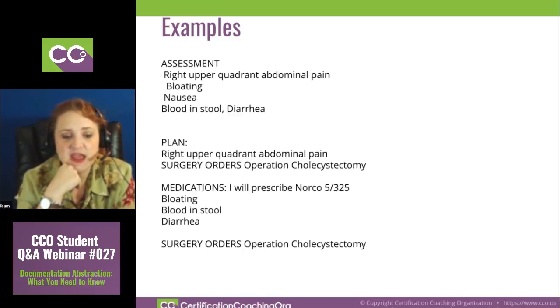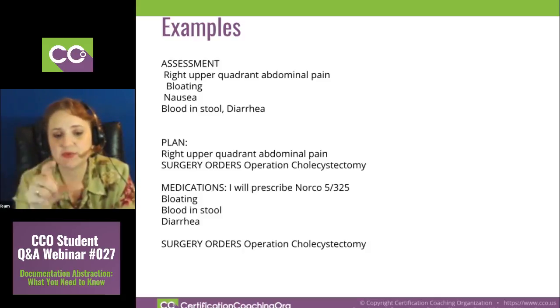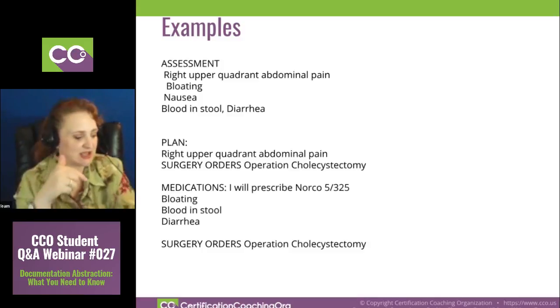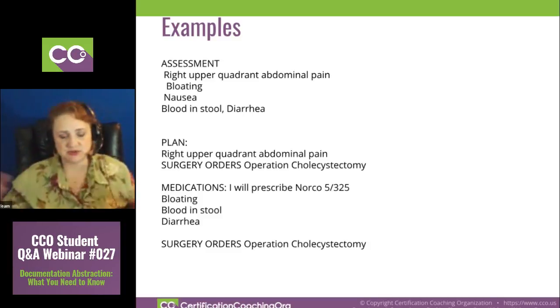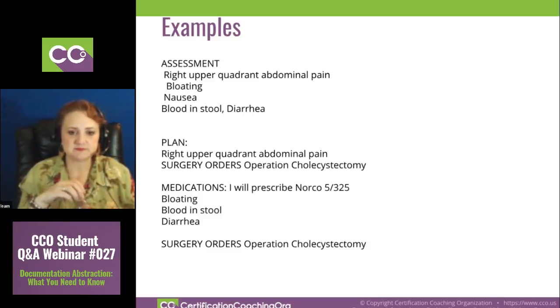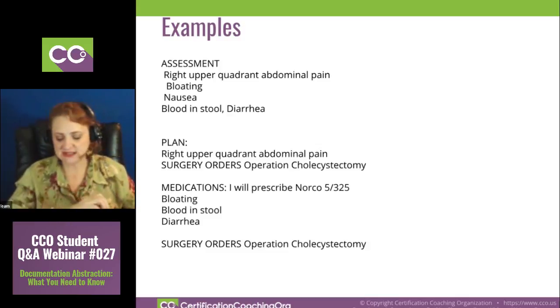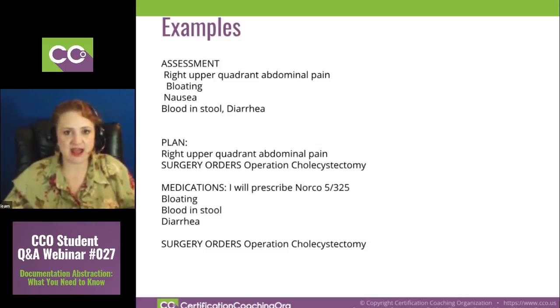And then from a risk adjustment point of view, none of that risk adjusts, but from the op report, we'd be able to, then he'd say cholecystitis or stones or whatever, okay? See how quickly we can abstract that out and come to a determination.